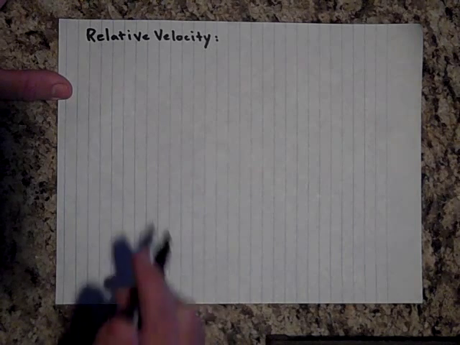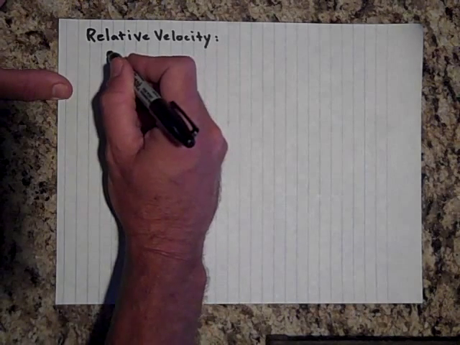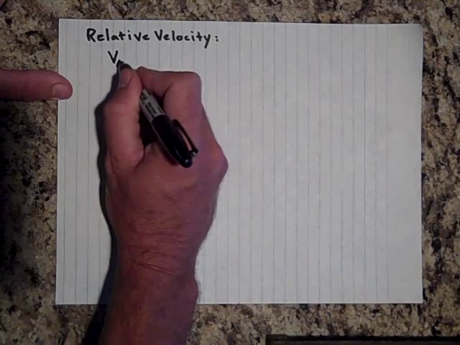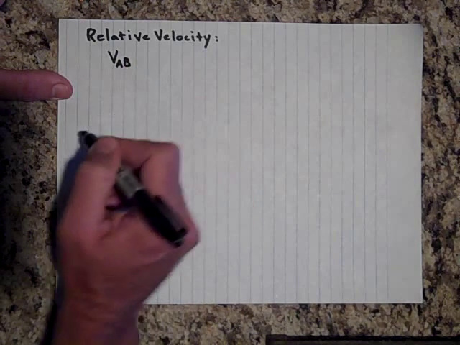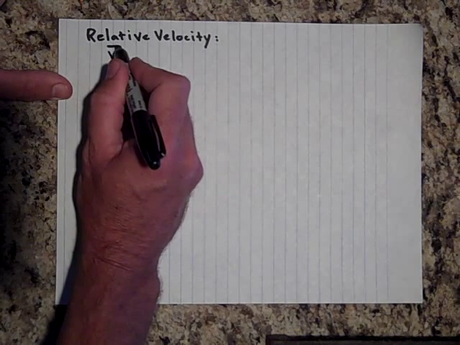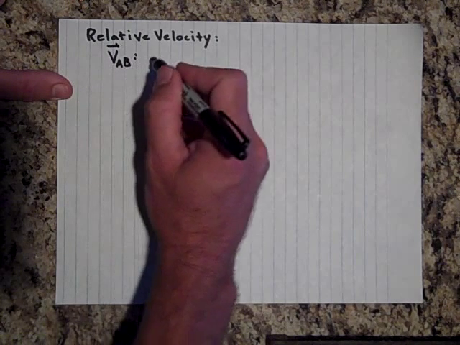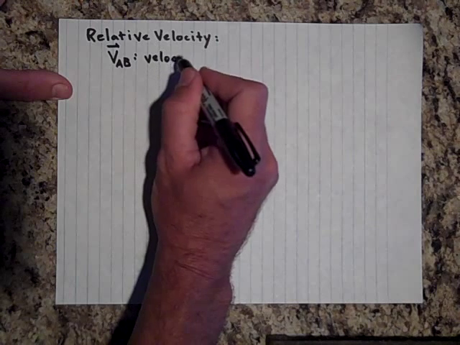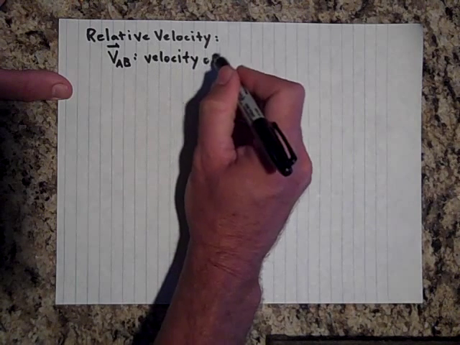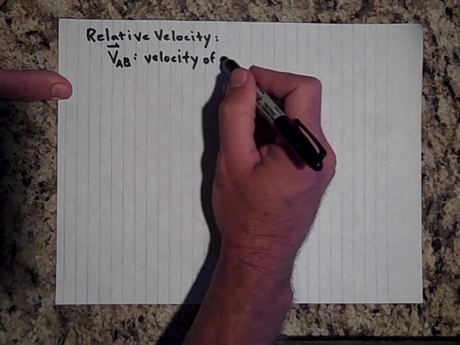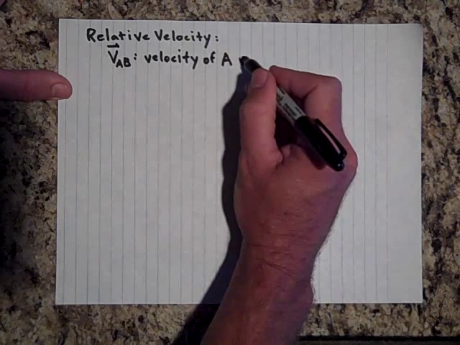So let me first tell you the notation for giving relative velocity. If I want to know the velocity of object A relative to object B, we write it like that, and we'll put a vector here because velocity is a vector. And this is the velocity of object A relative to B.